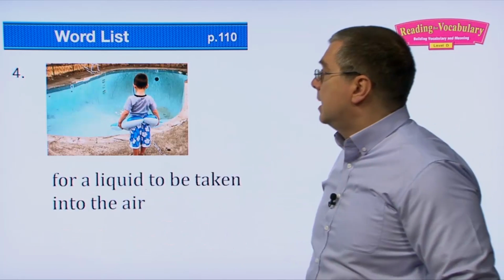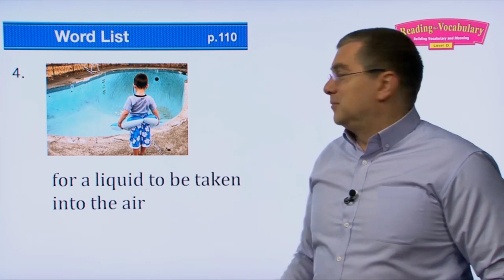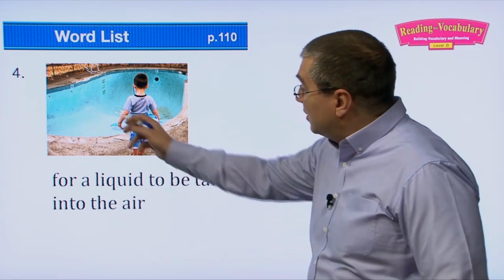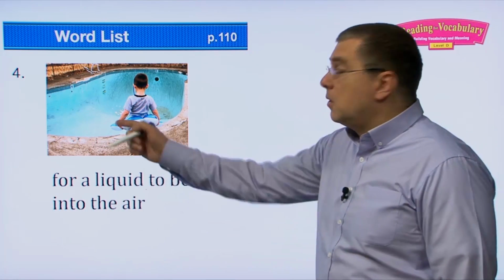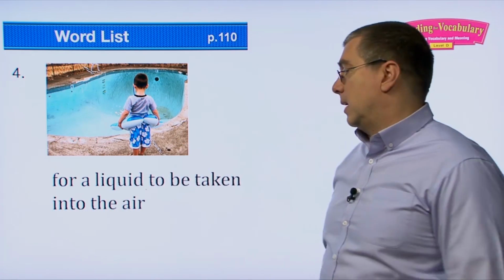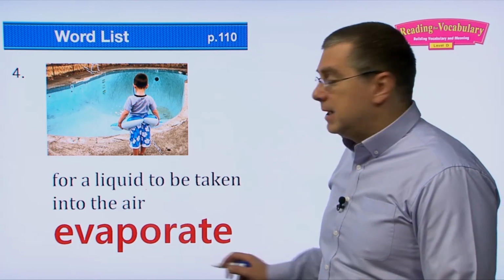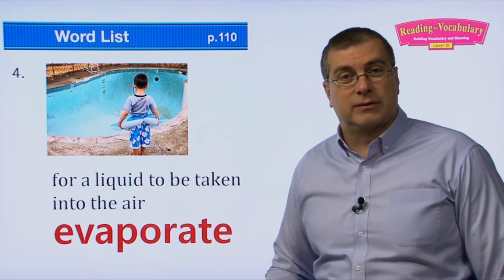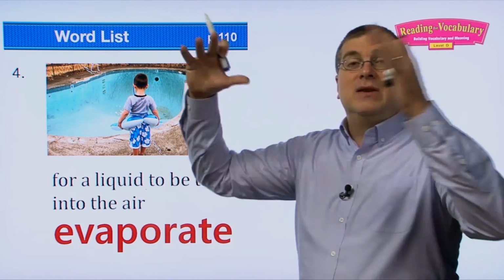Okay, let's move on. For a liquid to be taken into the air. This is a sad picture, right? This little boy, he wants to go swimming, but there's no water in the swimming pool. What happened to the water in the swimming pool? Well, it evaporated, right? Evaporate is a verb. It's also a process, right? It's the process of a liquid to be taken into the air.